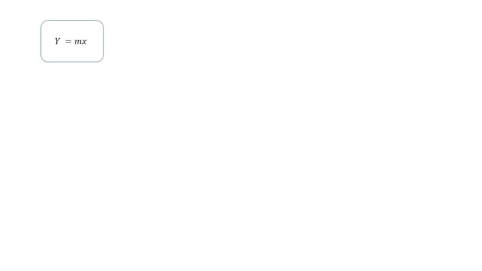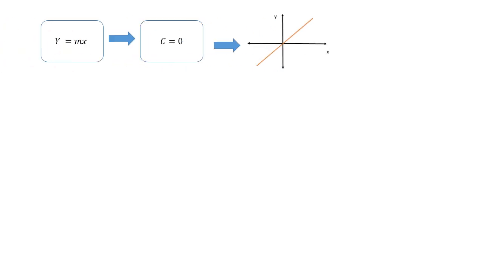Let's take the last form of y-intercept, where y equals mx. That means that c is equal to 0. It can be represented graphically as follows. It's clear from the graph that the line is passing through the origin point. An important tip that you must always memorize: when you see the equation without the constant c, then the line is passing through the origin point. Now let's take an example.